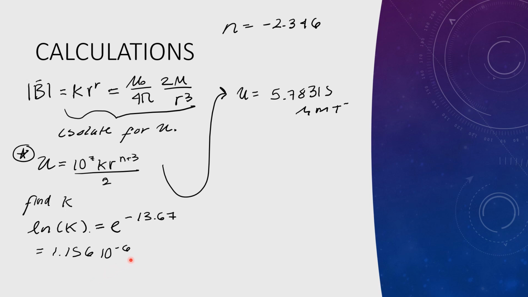Then we set this relation and plug in all of our known values and solve for mu, and this value ends up being 5.7853 amperes times meter squared.